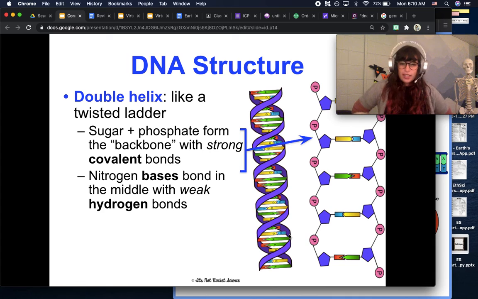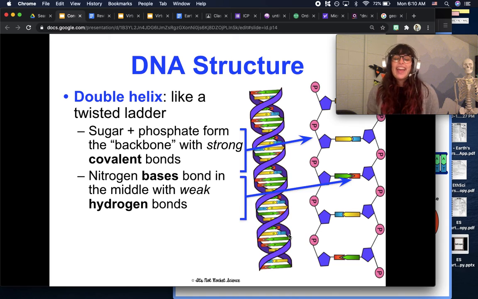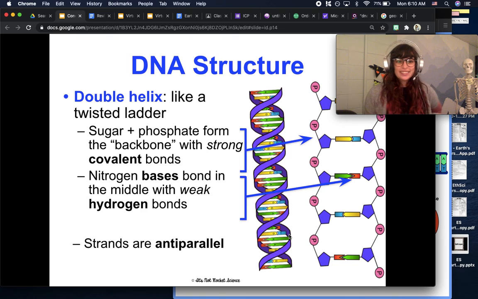What am I pointing to, a hydrogen bond or a strong covalent bond? It's in between a sugar and a phosphate, and it's in the backbone. So this is a strong covalent bond, and there is a weak hydrogen bond between two whats? Between two nitrogen bases.